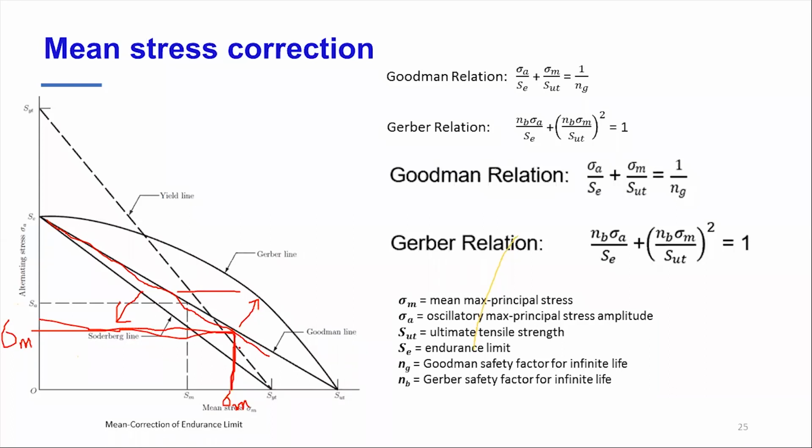That is the maximum limit. But what Gerber says is, for this mean, the intersection is here, right? So for that mean, Gerber says you can cope with a little higher amplitude also. Sorry, this is A. This is Goodman's A, and this is Gerber's A. So you can say that Gerber's parabola is a little less conservative, but Goodman's is more conservative. These are just ways to give you a good overview of how much mean can be accommodated for infinite life.